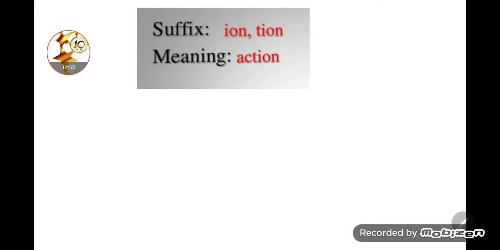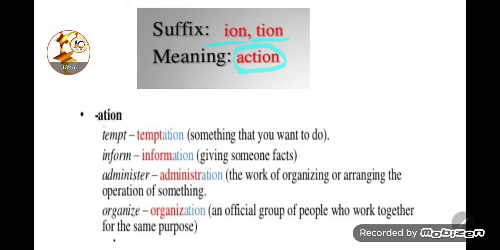Let's move now to the suffix ion and tion. The meaning is when I talk about action. For example, if I want to change a verb into a noun, I can add either tion or ion to it. So these are other suffixes. For example, tion or ation or ion, all these three, what do they mean? When I add them, they turn the verb into a noun. So they change the verb into a noun.